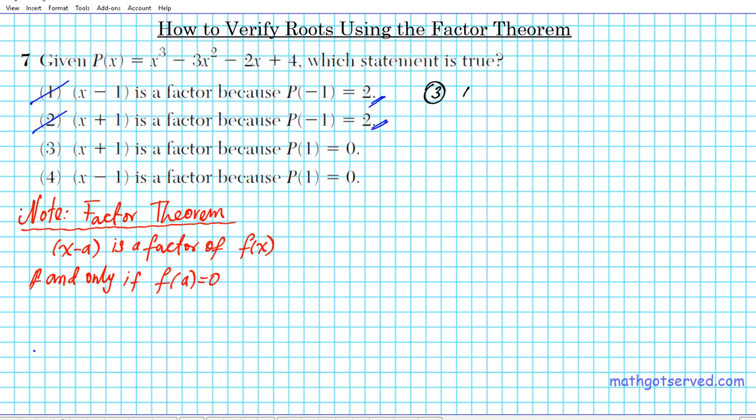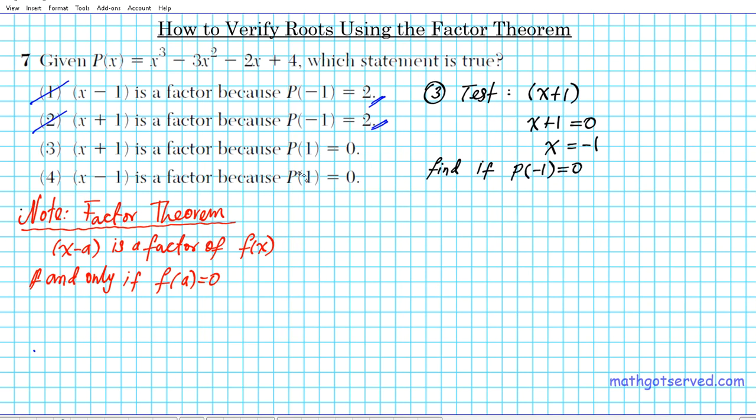Using the factor theorem, we're going to test the first factor, x plus 1. Is this a factor? To do that, you find the related root. Set x plus 1 equal to 0. When you solve this, you subtract 1 from both sides. You have x equals negative 1. Now we're going to plug in negative 1. We have to find if p of negative 1 is equal to 0.